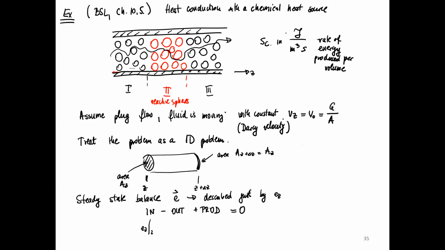How about EZ evaluated at Z? This is my energy flux. What do I have to multiply it with to get the actual amount of energy coming into what I depicted as a cylindrical volume? Flux is rate per area, so I have to multiply it by the actual area, correct? Times AZ is the area. That's this area that I drew here.